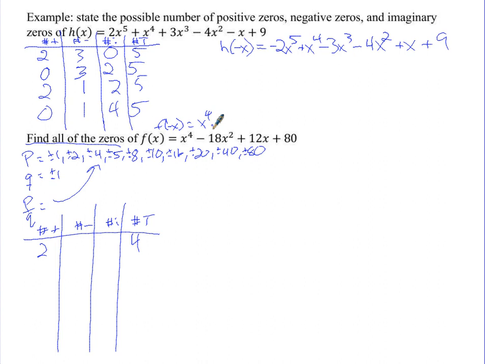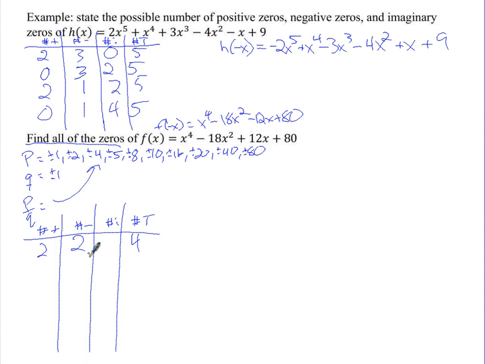So it's x to the 4th. Is it plus? It stays minus. This is an even degree here, so minus 18x squared. This one does change, minus 12x plus 80. Okay, how many sign changes here? 2.